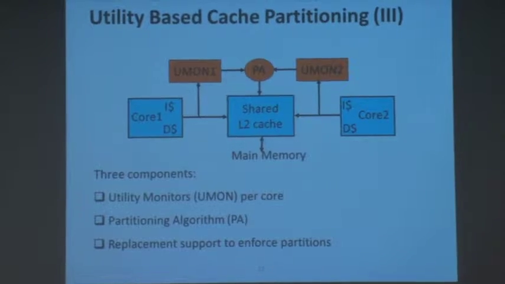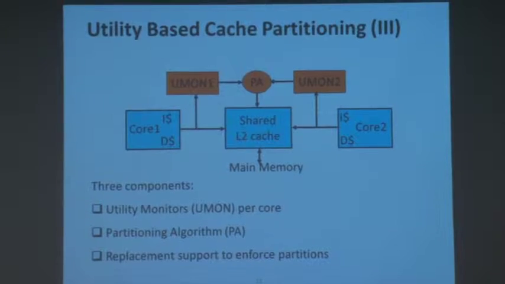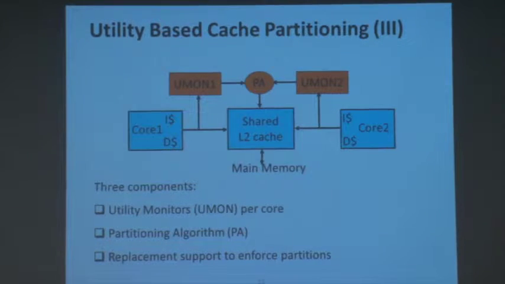So what's going on there? There is a monitor that monitors the performance of the cores, each core and its first level instruction and data cache, and there is a partitioning algorithm that, based on how much you benefit, based on utility, tries to give you more cache. So that's how the mechanism works at a high level. And you're trying to do this dynamically, so don't do this statically.